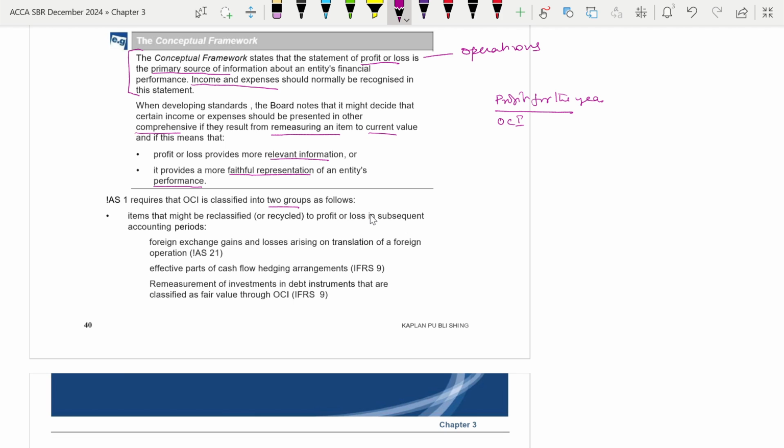It will be classified to profit in subsequent periods. What will happen? Any foreign exchange gains or losses on transactions, IAS 31, we will cover this at a later stage. See what will happen? You will have foreign currency. Definitely, every day there will be a fluctuation in foreign currency. You will have gains and losses.